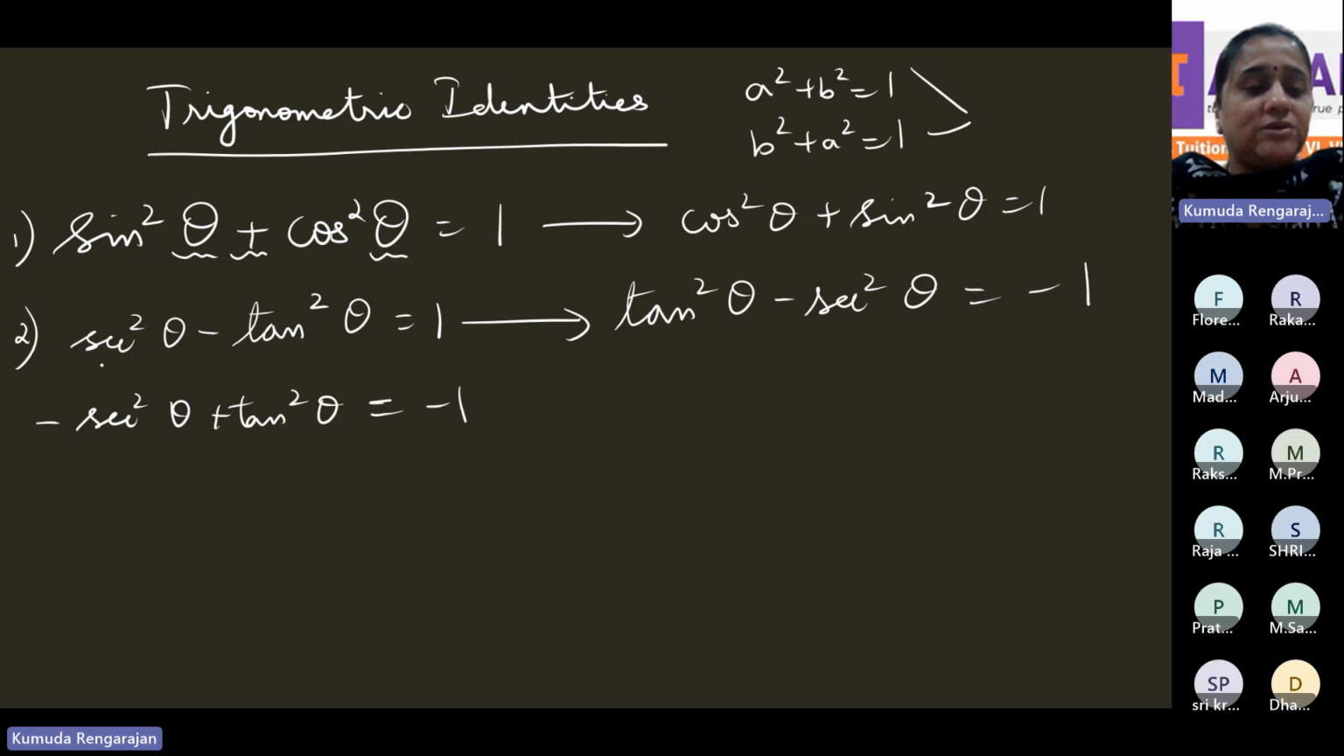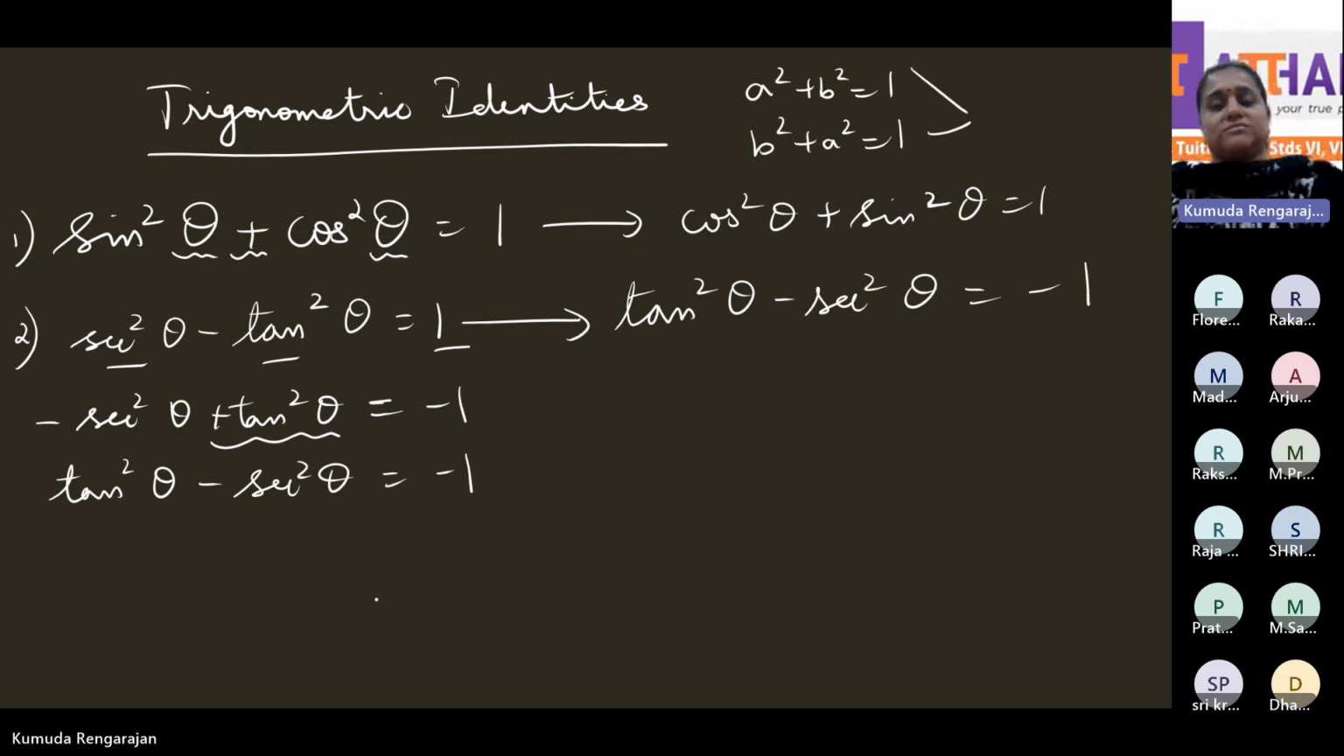There are 3 terms: 1, 2, 3. Change the signs for every term in the identity. Plus secant square theta becomes minus secant square theta. Minus tan square theta becomes plus tan square theta. Plus 1 becomes minus 1. Now let's write plus tan square theta first, and then minus secant square theta. So tan square theta minus secant square theta is minus 1.